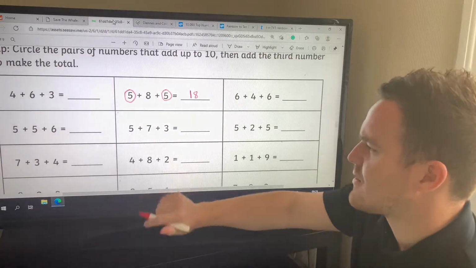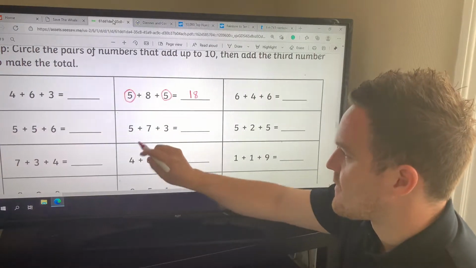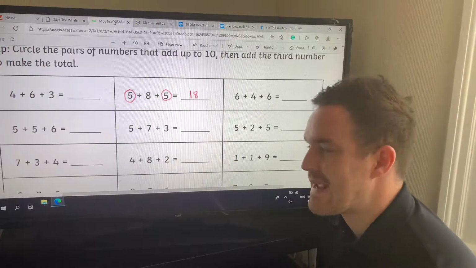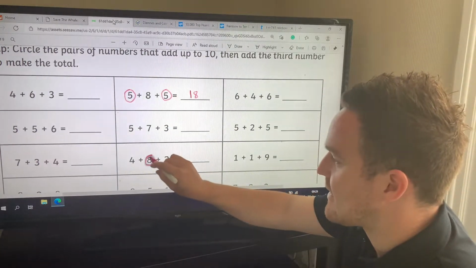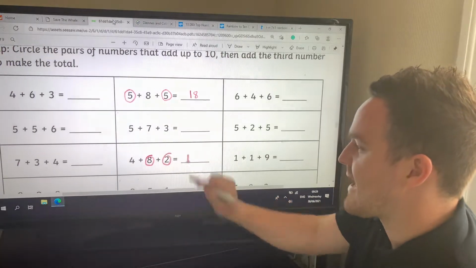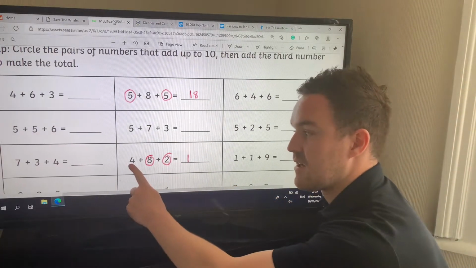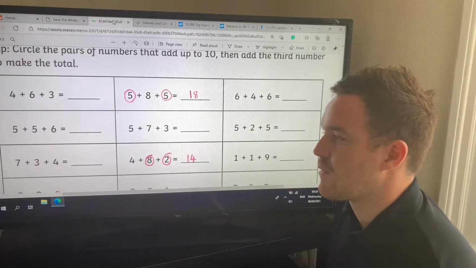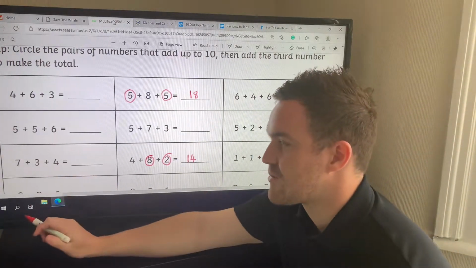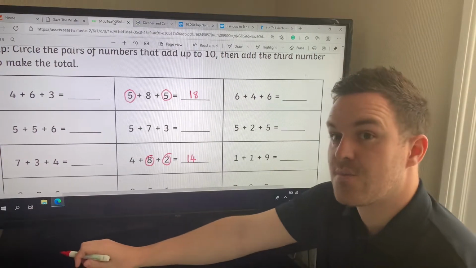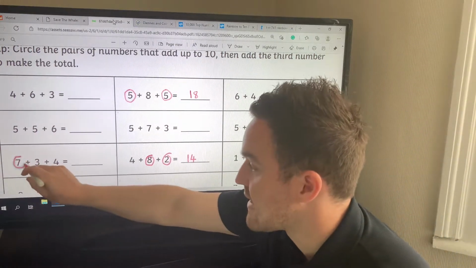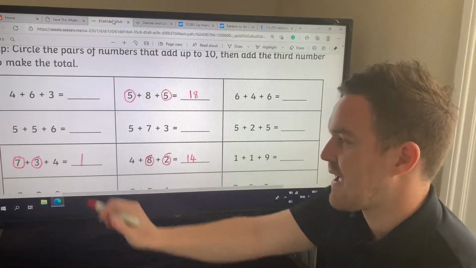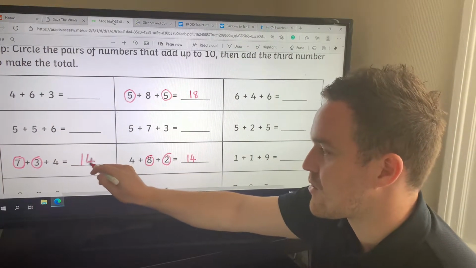Okay, so I've got 4 add 8 add 2. Do any of those numbers make 10? Yes, I know 8 and 2 makes 10. So there's my one set of 10, and I've got 4 ones left over. Okay, let me do another one. We'll do 7 plus 3 plus 4. Which numbers there make 10? 7 and 3 is a 10. So I'll put my one set of 10, and I have 4 extra ones.